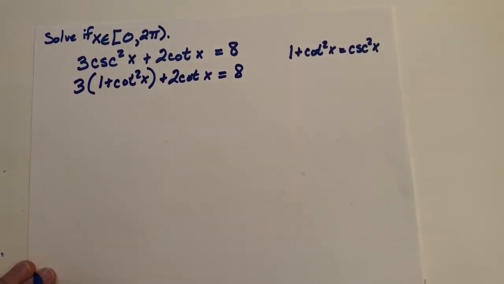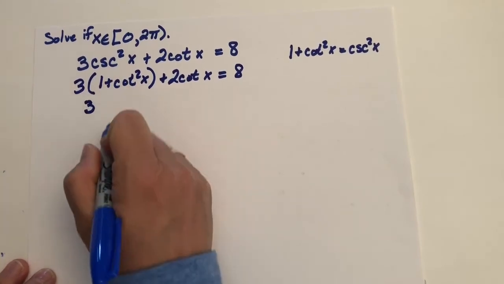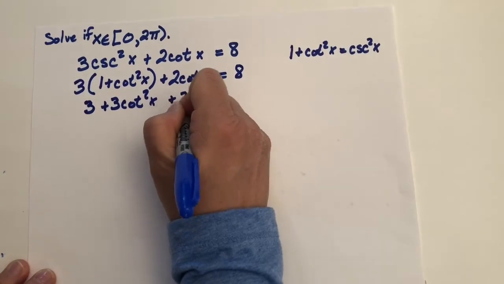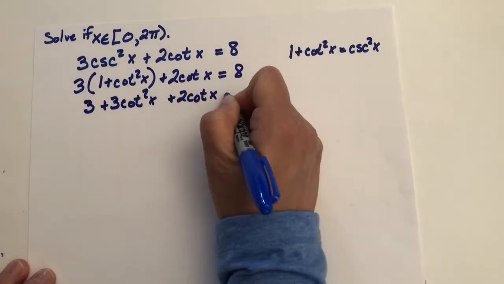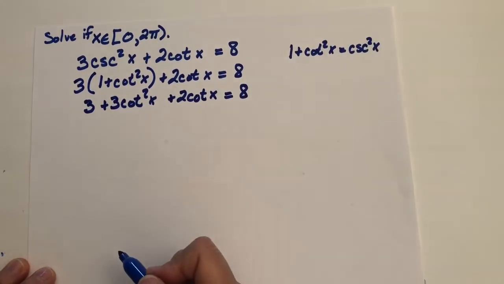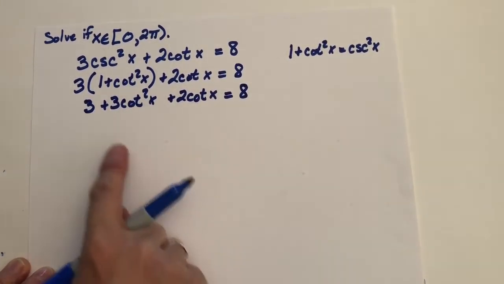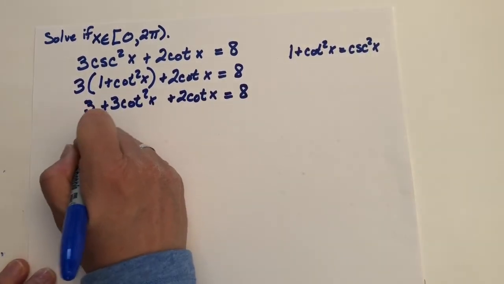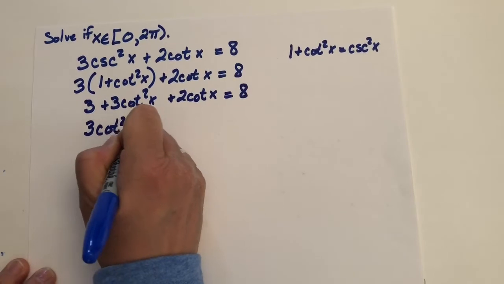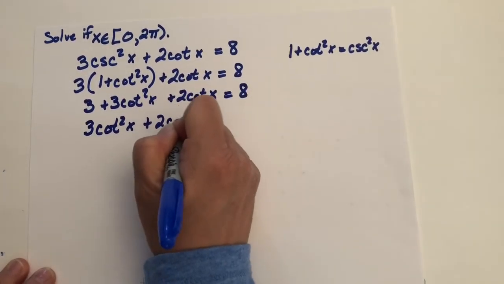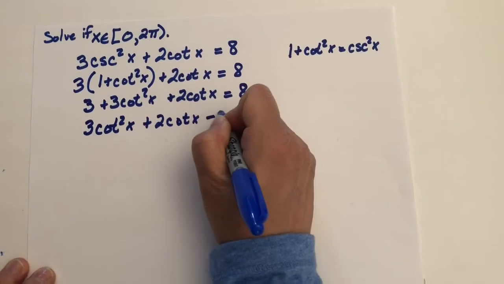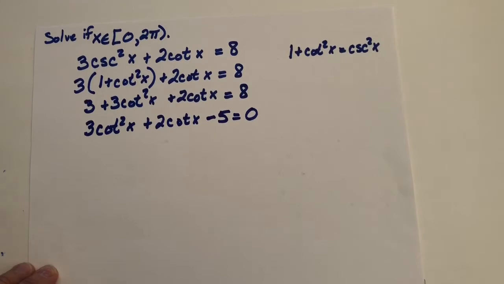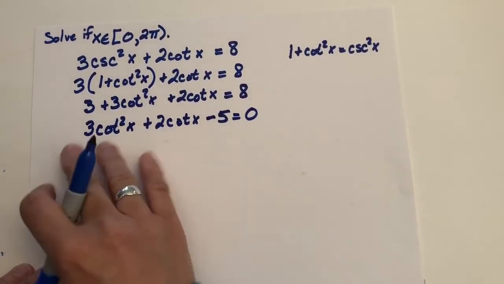And then if we distribute, we have 3 plus 3 cotangent squared x plus 2 cotangent x equals 8. And let's set this equal to 0 and rearrange. I'm going to put the 3 over here, subtract the 8, so our equation would become this. 3 cotangent squared x plus 2 cotangent x minus 5 equals 0. And now we have it quadratic with respect to the cotangent of x.